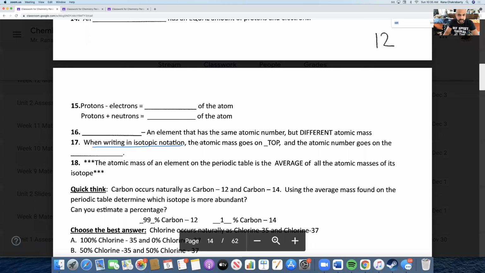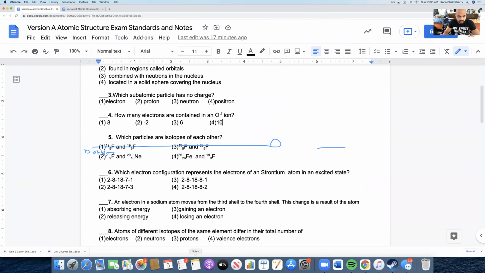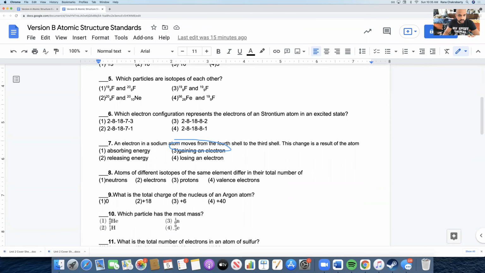Okay, so in writing an isotopic notation, the mass is on top and the atomic number is on the bottom. So which of these formulas had the same bottom number but different top number? Let's go back to the test and see. The same bottom number and different top number is choice 3 here. And then version B, it is choice 1, because the bottom number is the atomic number and the top number is the atomic mass.